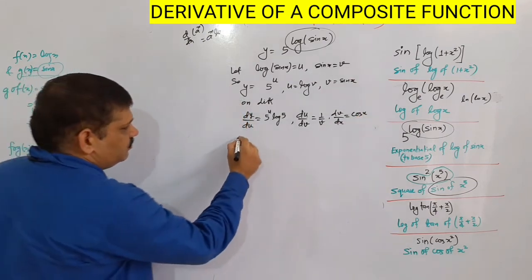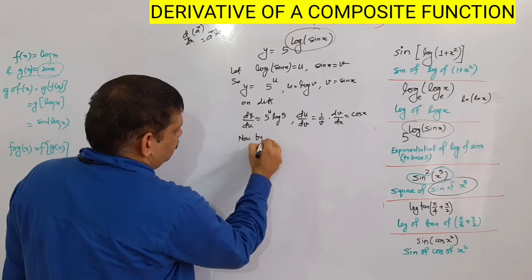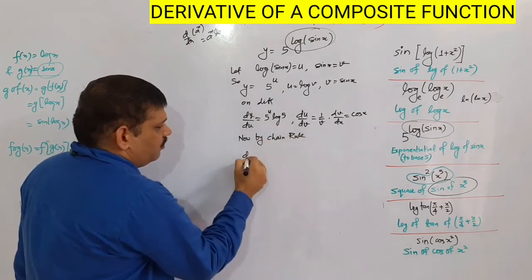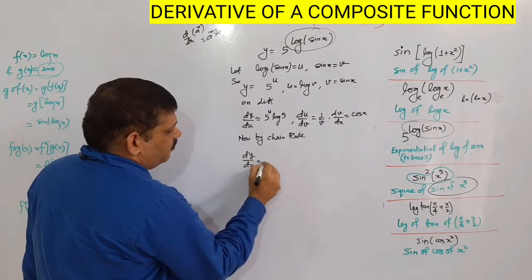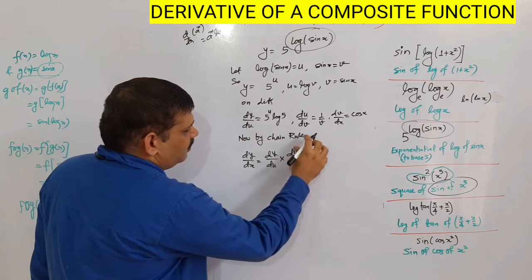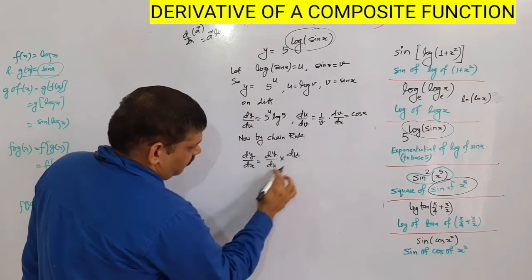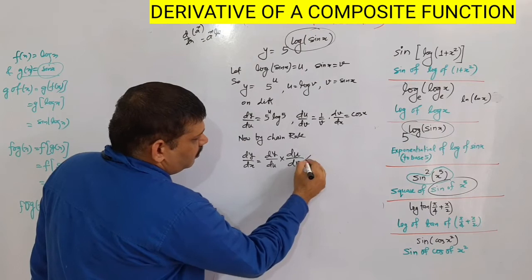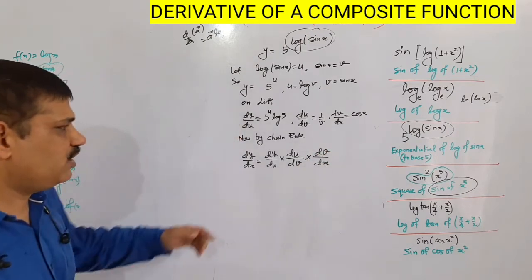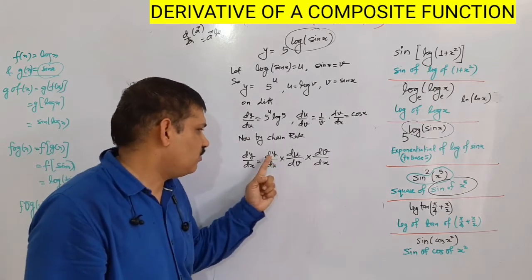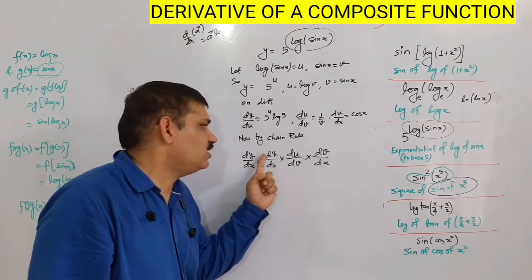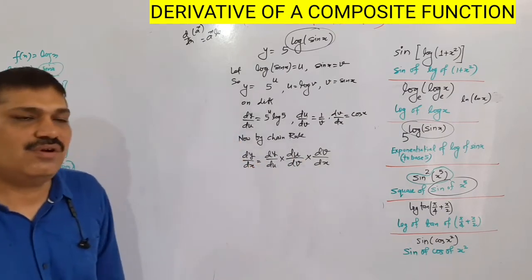Now by chain rule, derivative of y with respect to x is equal to derivative of y with respect to u multiplied by derivative of u with respect to v into derivative of v with respect to x. So we have made a chain to reach x. y with respect to u, now this u with respect to v, and v with respect to x. So we got derivative of y with respect to x.